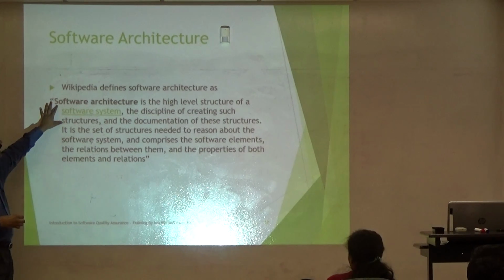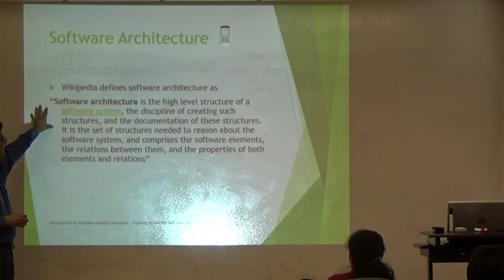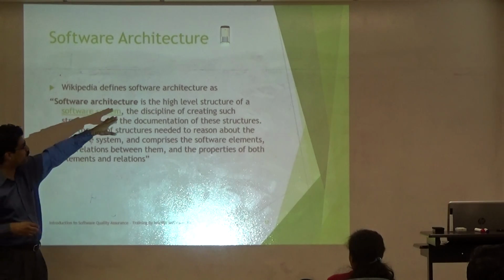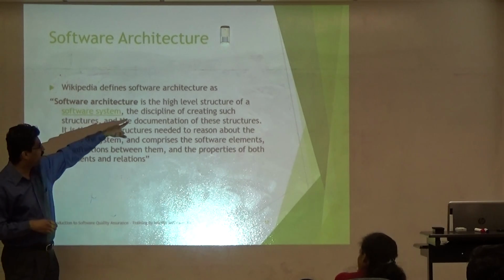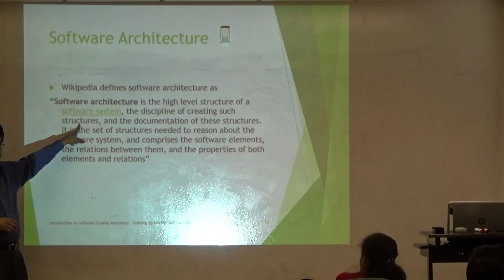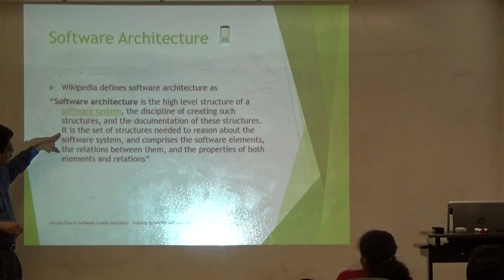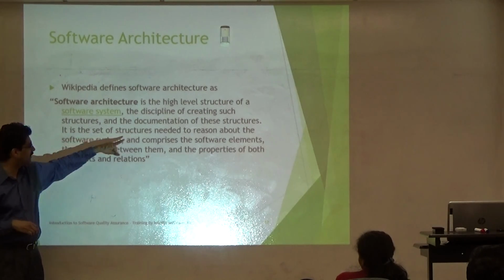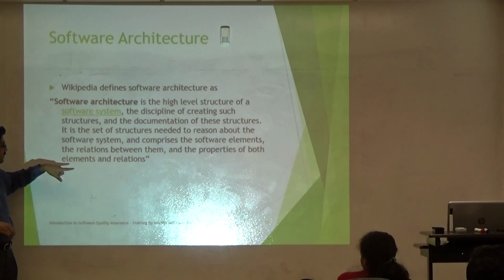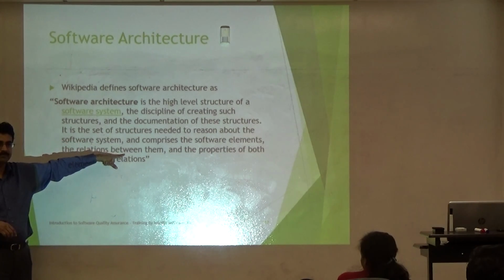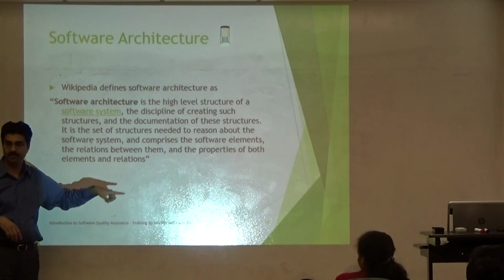So essentially, when you look at the Wikipedia definition of architecture, specifically software architecture, it talks about it being a high-level structure of the system, okay, and the discipline of creating such structure, and the documentation of the structure. It's a set of structures needed to reason about the software system, and it talks about what elements it contains, and the relationship between them, okay? And the properties of both elements and relations, okay?